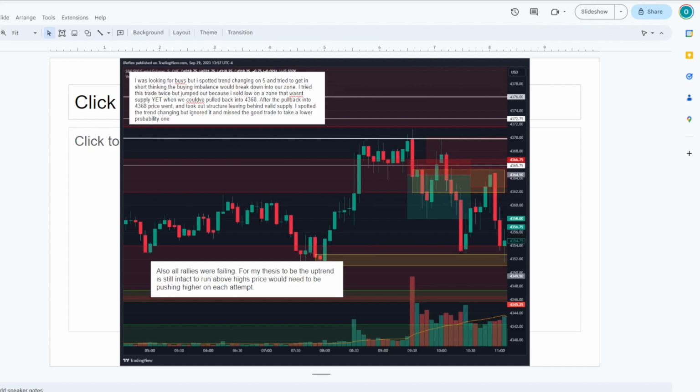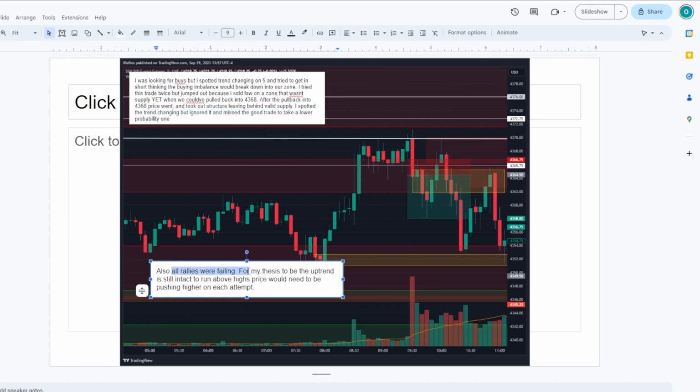So I was looking for buys, but I spotted the trend change on a 5 and tried to get in short, thinking the buy imbalance would break down into our zone. I tried this trade twice, but I jumped in because I sold low on a zone that wasn't supply yet. I didn't have confirmation when we could have pulled back into 43.68 where actual supply was. After the pullback into 43.68, price went and took out structure, leaving behind valid supply. I spotted the trend changing, but ignored it and missed a good trade to take a lower probability one.